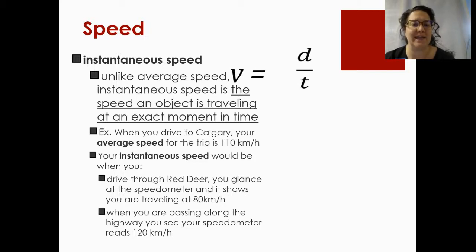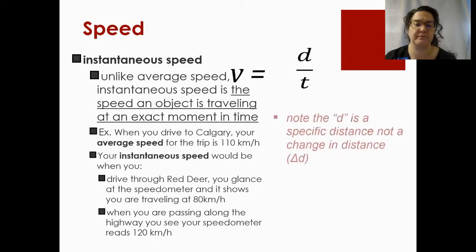Instantaneous speed is the speed an object is traveling at an exact moment in time. So let's say we drive from the south end of Edmonton to the north end of Calgary, and our average speed for the trip is 110 kilometers an hour. But our instantaneous speed, when we drive through Red Deer and we had to slow down because there's traffic, we might be traveling at 80 kilometers an hour. Or when we're passing somebody along the highway, our speedometer might read 120 kilometers an hour.